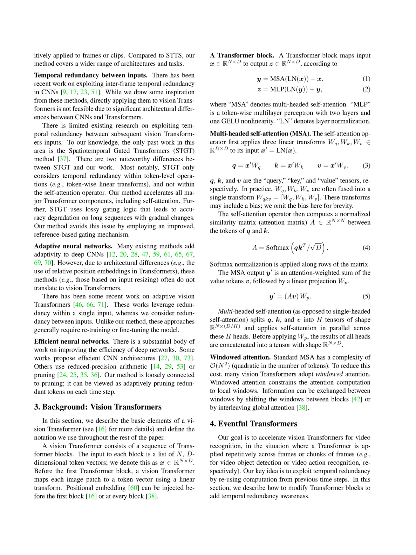Section Summary. In this section, the authors discuss related work in the field of efficient transformers. They mention previous methods that focus on reducing the complexity of self-attention, as well as approaches that exploit spatial redundancy in vision transformers. However, their method targets temporal redundancy and is complementary to these approaches. They also highlight the limited existing research on exploiting temporal redundancy between subsequent vision transformer inputs and compare their work to the spatiotemporal gated transformers, STGT, method.